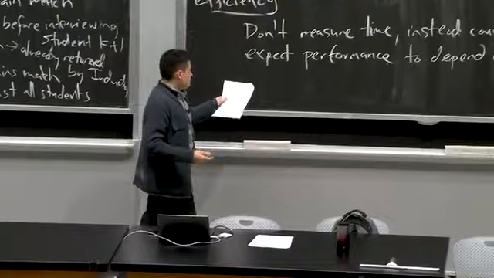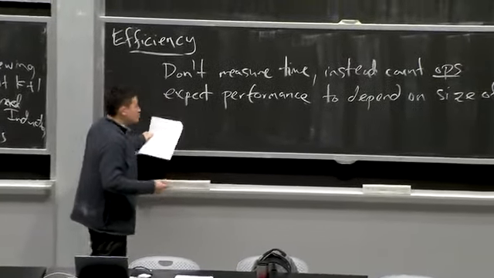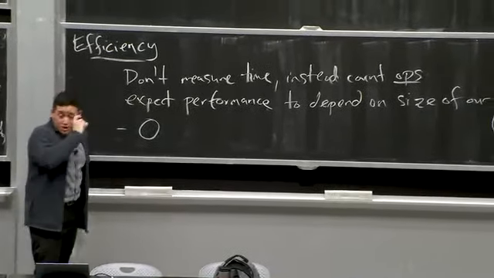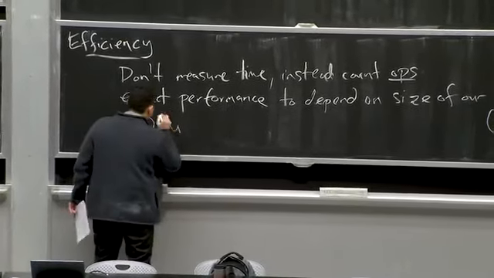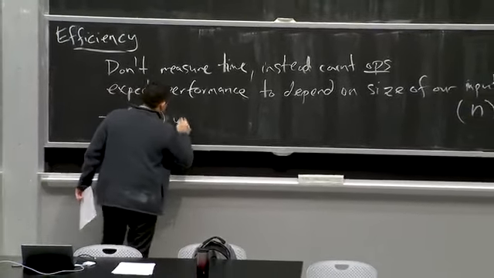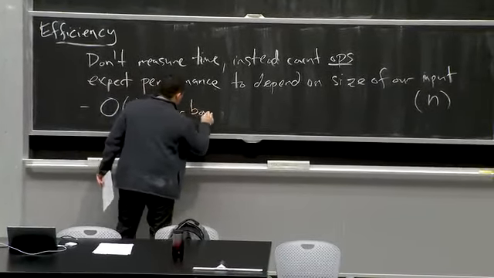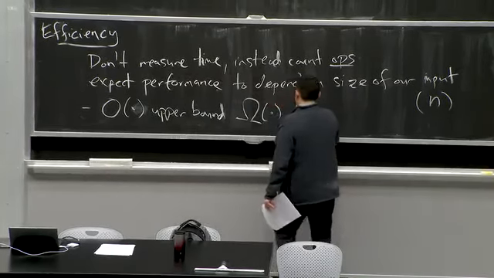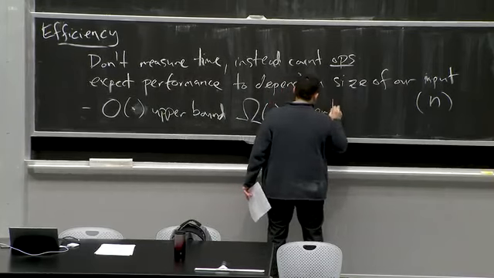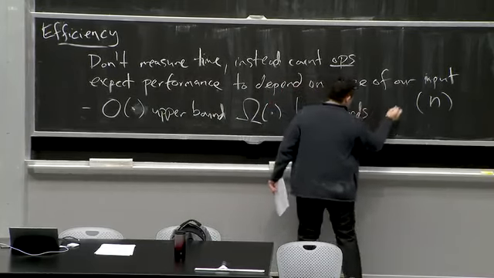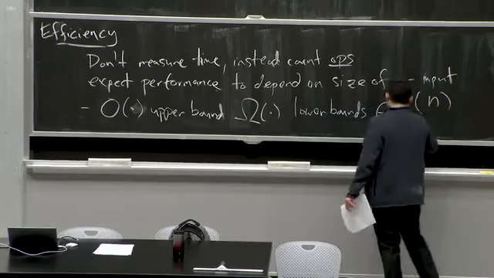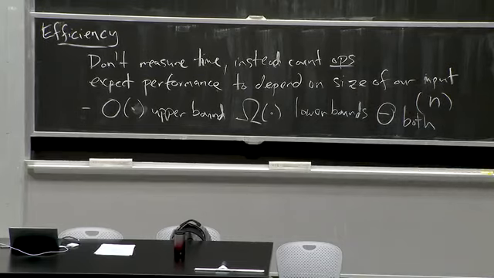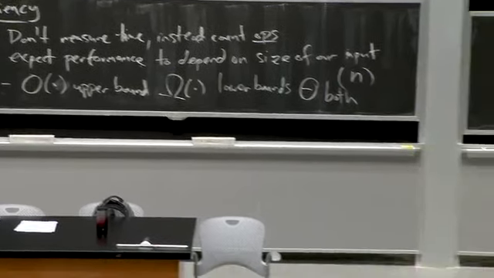And we'll use the asymptotic notation. We have big O notation, which corresponds to upper bounds. We'll have omega, which corresponds to lower bounds. And we have theta, which corresponds to both, right? This thing is tight. It is bounded from above and below by a function of this form, okay?